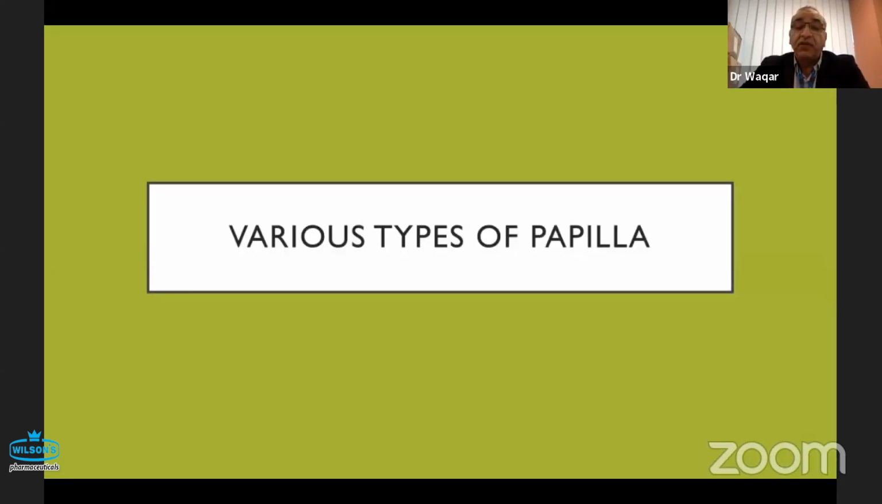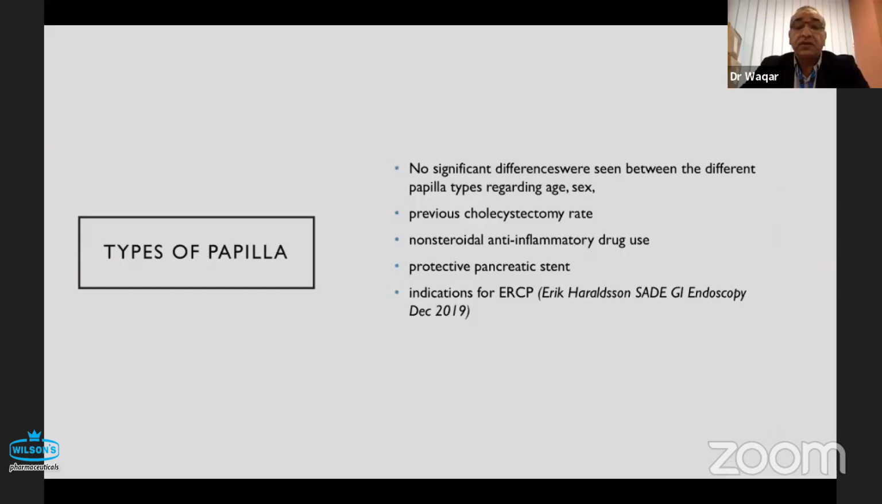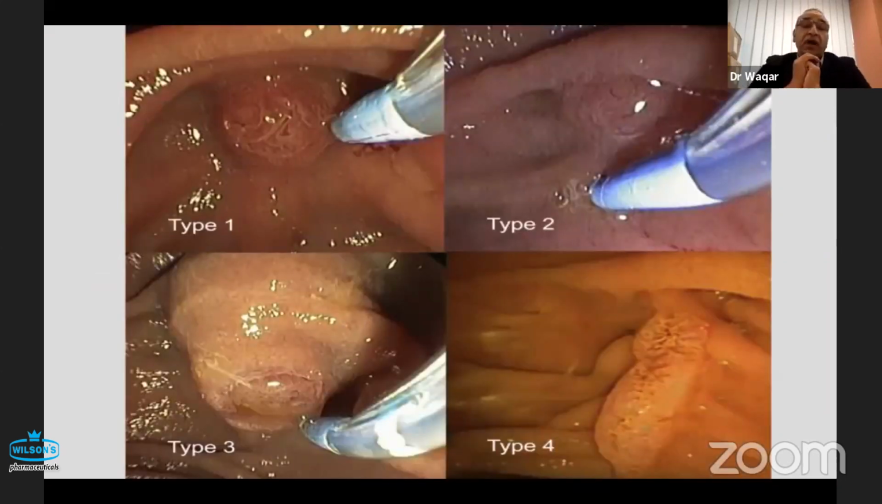I'll very briefly touch on the various types of papilla because I am aware that one of my colleagues is going to talk about cannulation, and I think it will be more relevant for that. There was quite a large study done by Harrelson from the Scandinavian Association of Digestive Endoscopy. They carried out a multi-center study in the Scandinavian countries and looked at over 1,400 patients consecutively undergoing ERCP. And they noted the various types of papilla that they encountered.